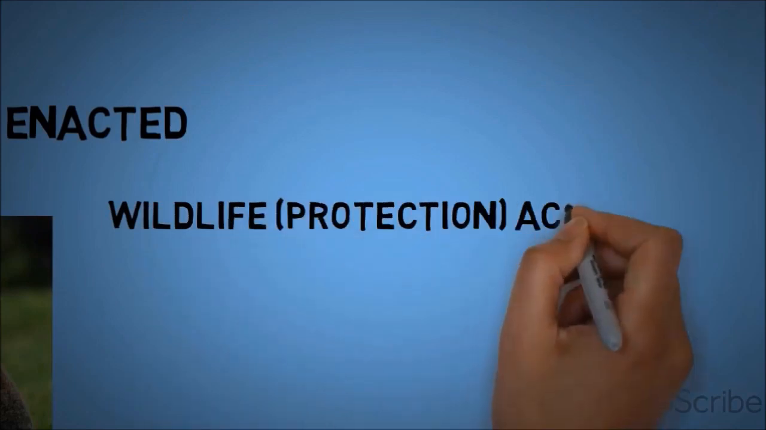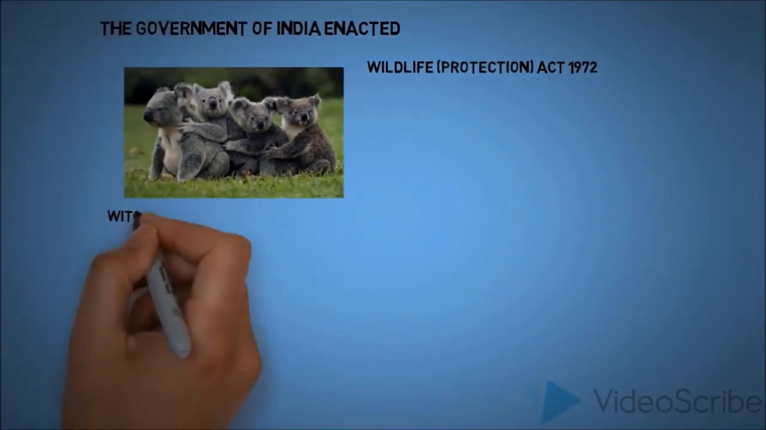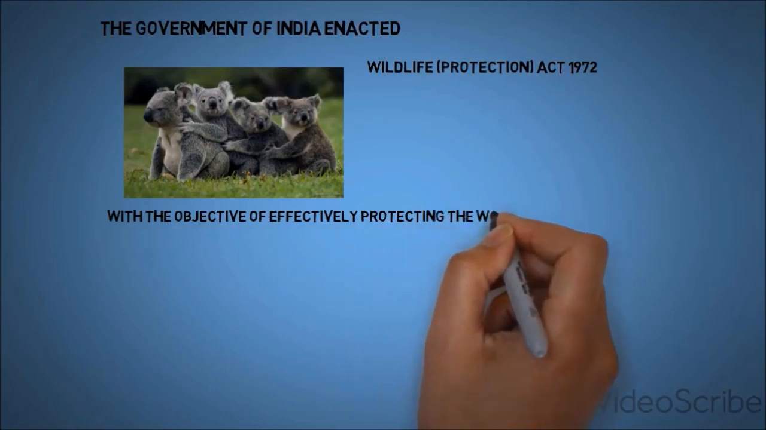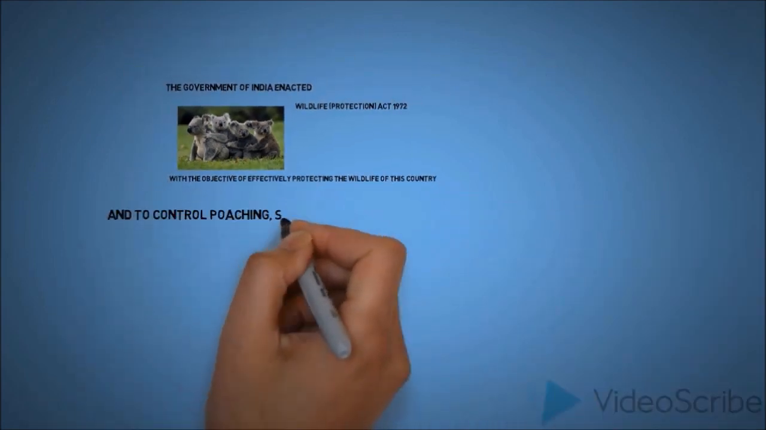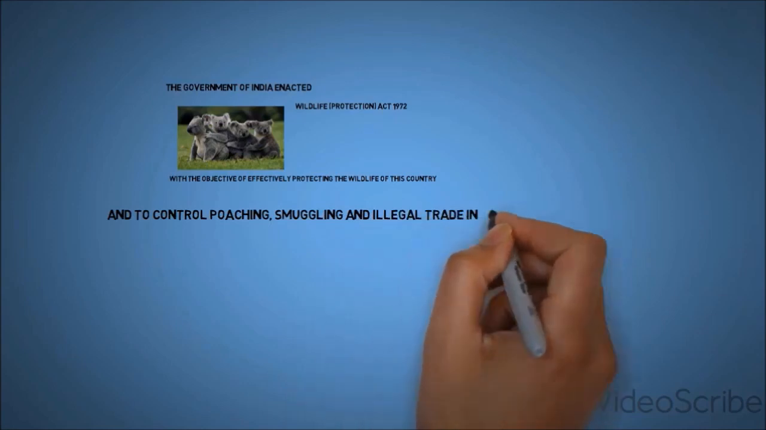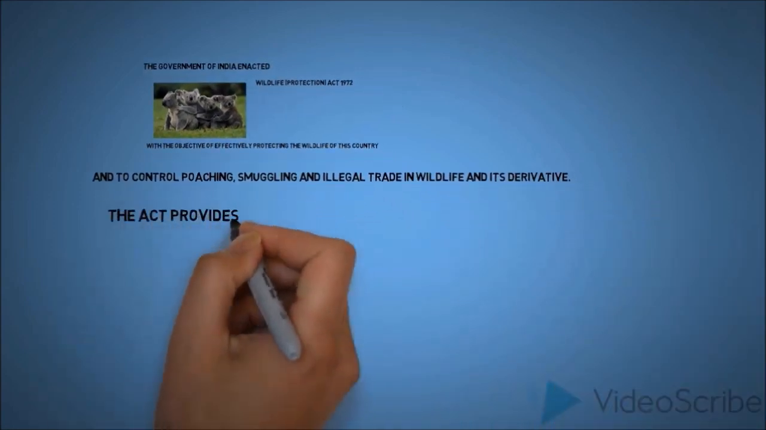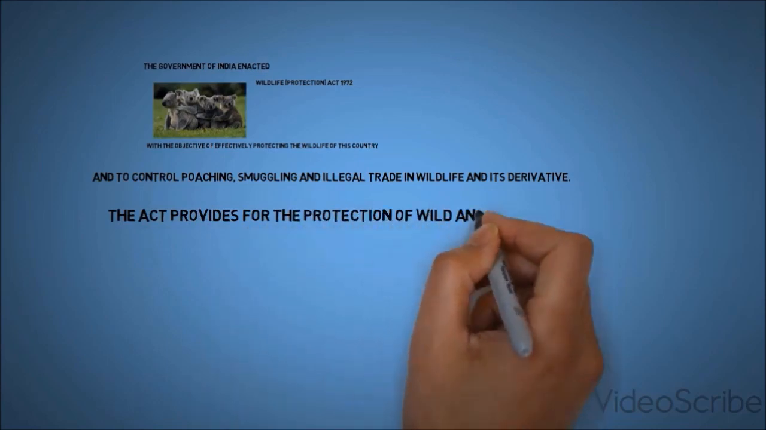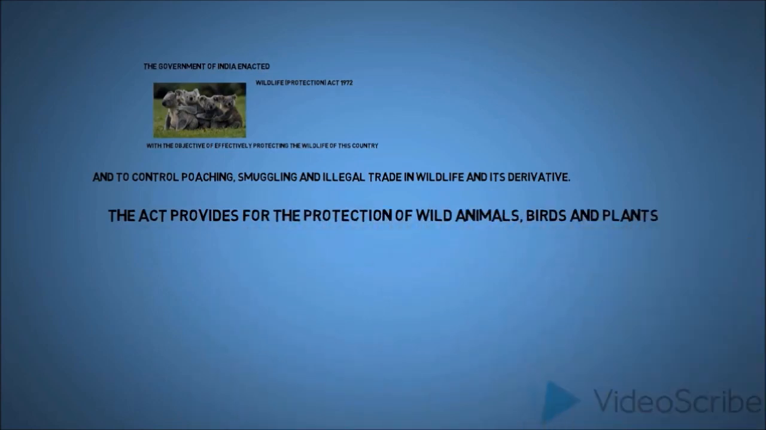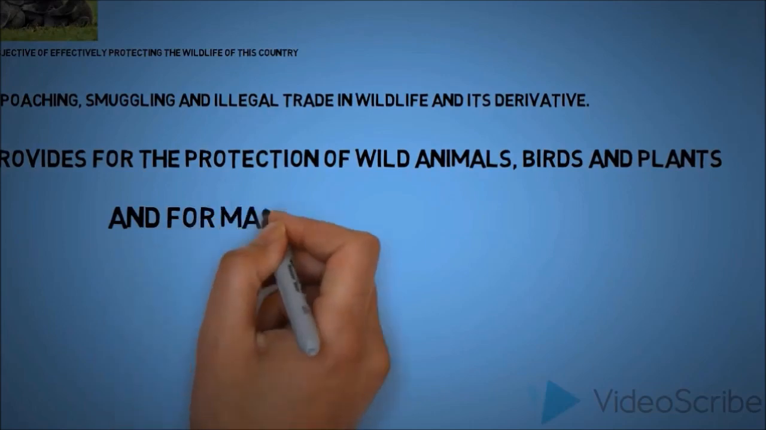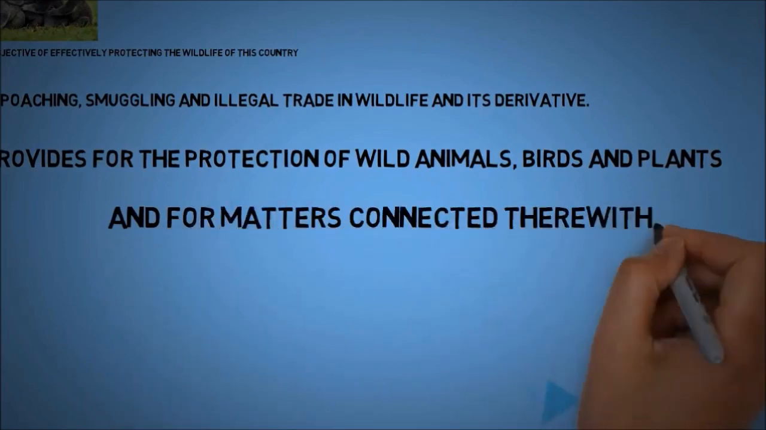The Government of India enacted the Wildlife Protection Act 1972 with the object of effectively protecting the wildlife of this country and to control poaching, smuggling and illegal trade in wildlife and its derivatives. The Act provides for the protection of wild animals, birds and plants and for matters connected therewith.